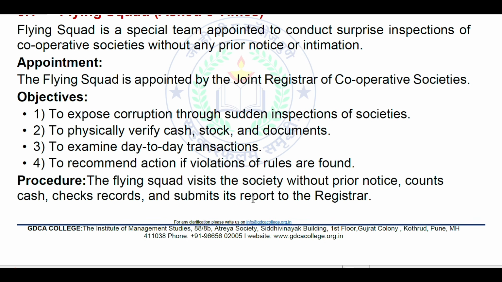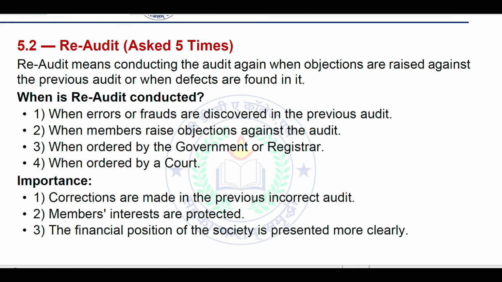So you might have seen the flying squad in Maharashtra, or the vans moving on the road. These are the flying squads, and these are their duties.